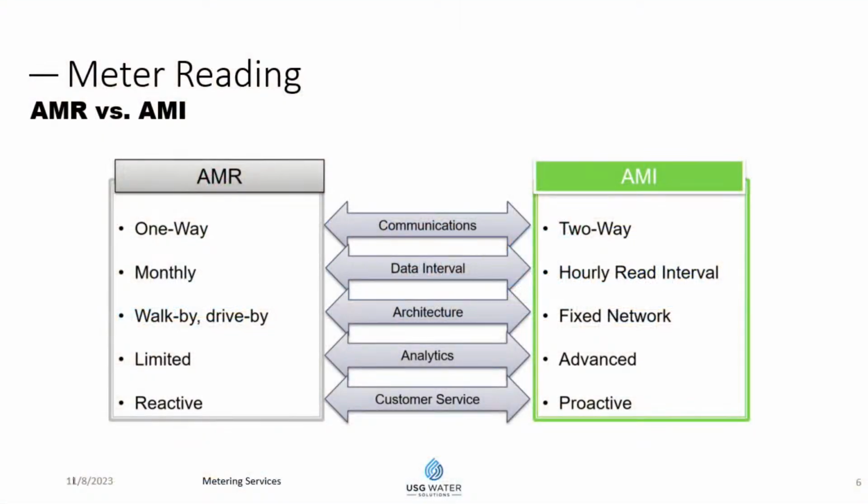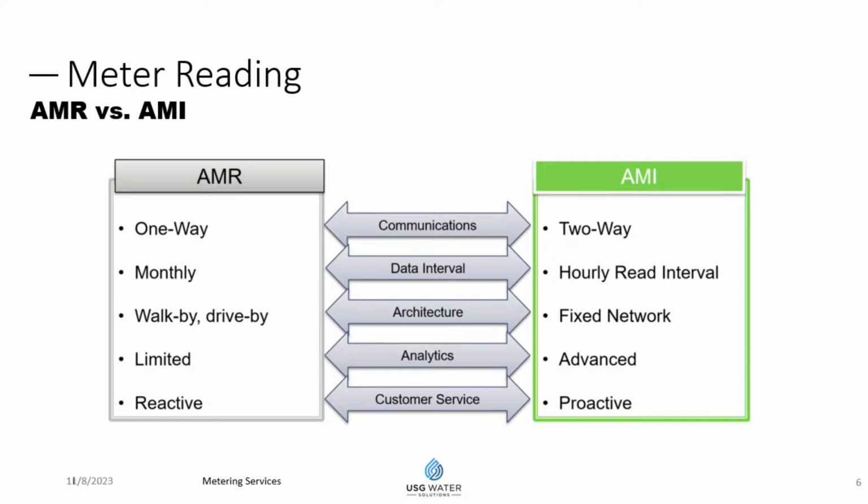So AMR versus AMI. Communications: AMR systems are what we call a one-way communication path from the meter to the radio transceiver, which gets uploaded into the billing system. AMI is two-way, okay? That means that from the utility office, they can actually communicate and make requests of a specific meter for meter reads.